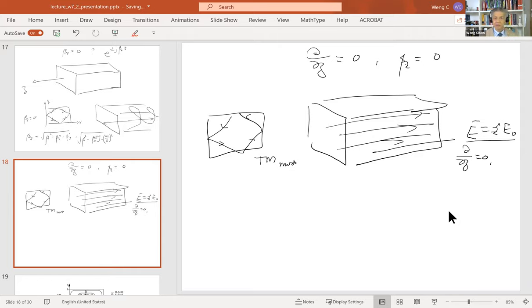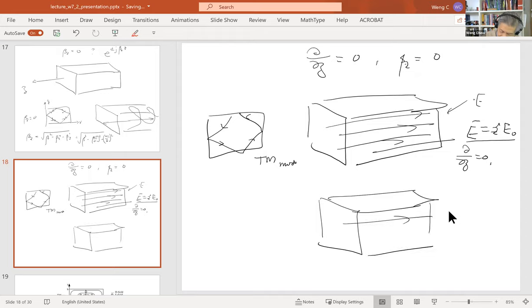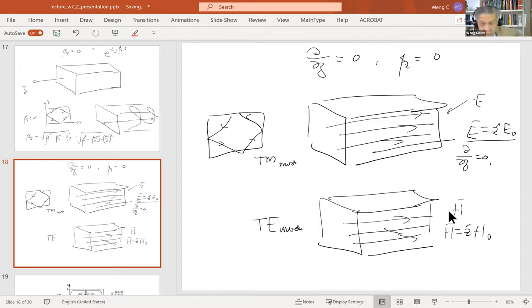Okay, so there's another possibility. This is E field. Another possibility is that you only have magnetic field inside. H is Z, H naught. Okay, this will be the TE mode. Agree? And this mode again will bounce around in the rectangle on the four walls of the waveguide, and it doesn't move forward in the z direction. Can you see that?